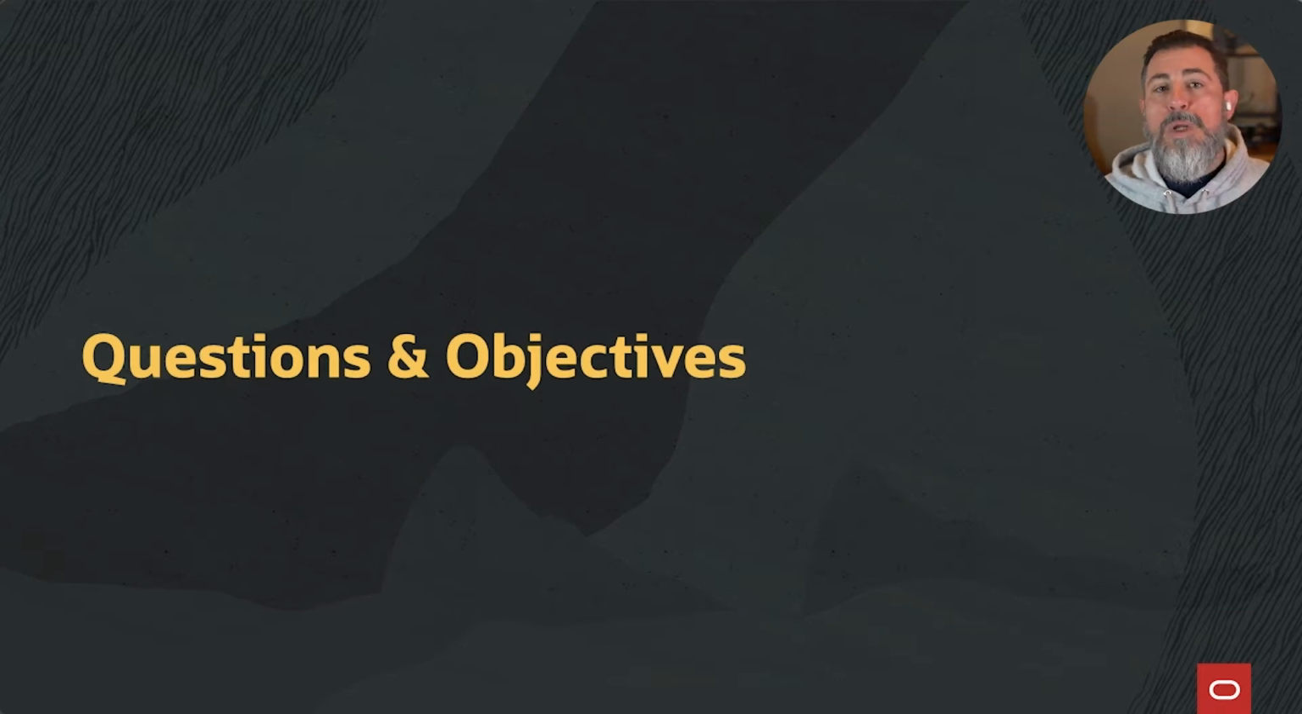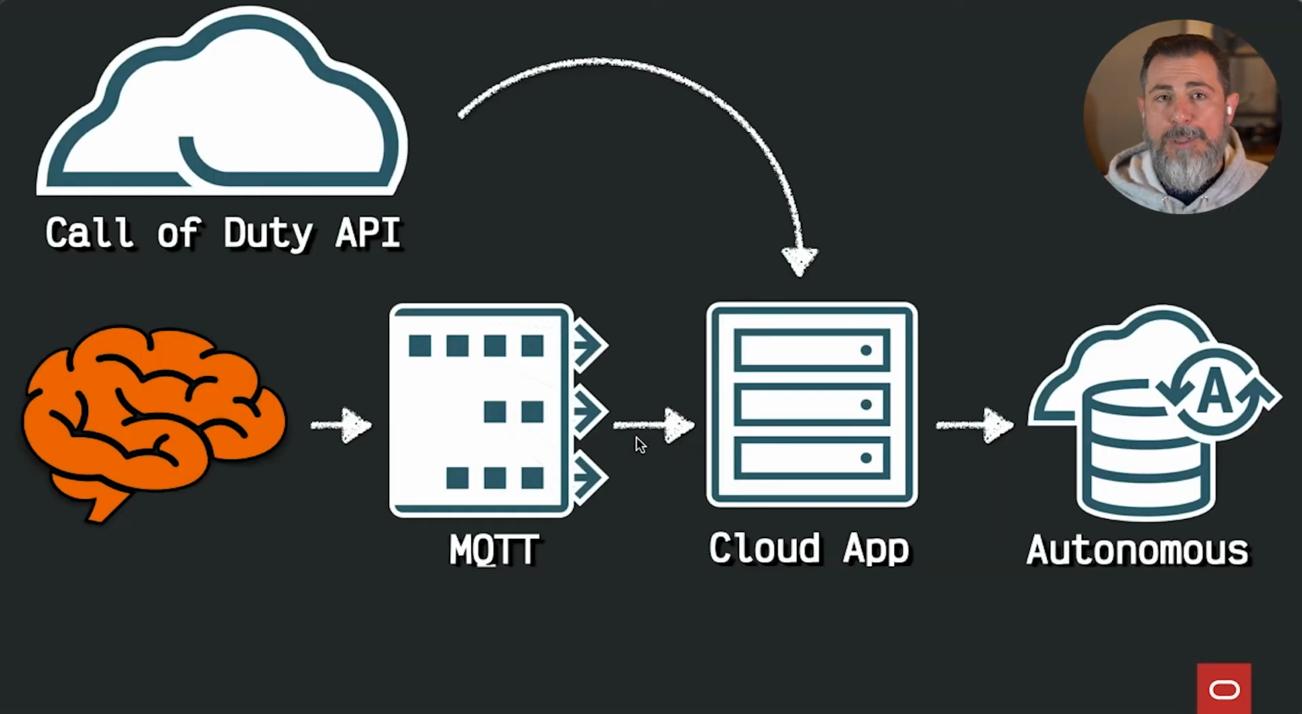Once these questions were asked and the objectives were established, it was time to come up with the architecture for the project. Now, here's a basic overview of the architecture that I came up with. My brain activity would be captured by an Arduino connected to the MindFlex and published to an MQTT topic in the cloud. A Micronaut Java application would consume that topic and then persist that data into my autonomous database instance.